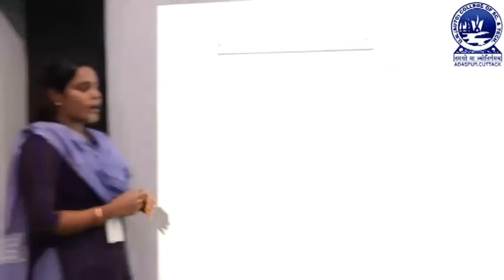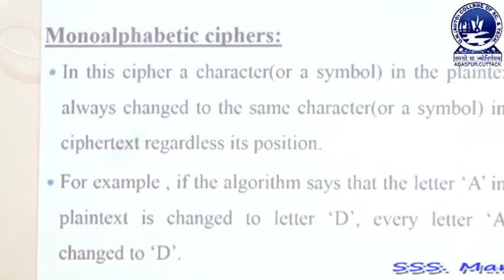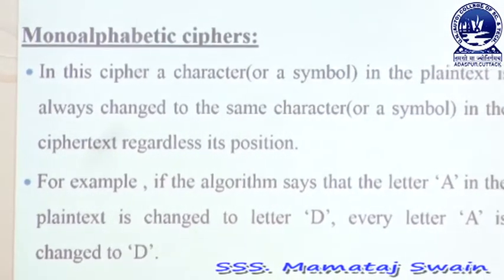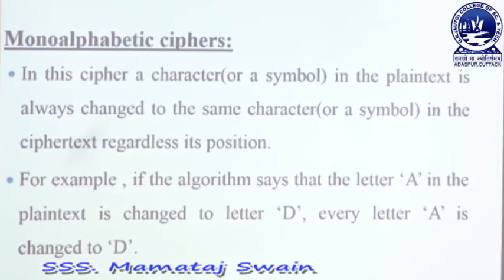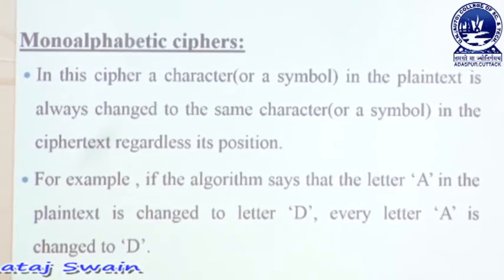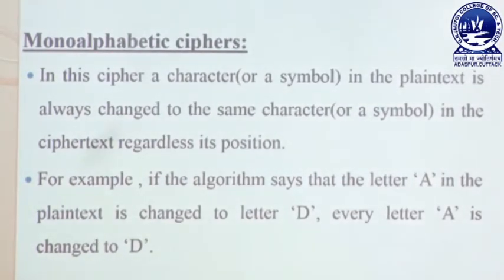There are two types of substitution cipher. One is the monoalphabetic cipher, another one is the polyalphabetic cipher. First of all, what is monoalphabetic cipher? In this cipher, a character or a symbol in the plain text always turns into the same character or symbol in the cipher text, irrespective of its position. That is called the monoalphabetic cipher.